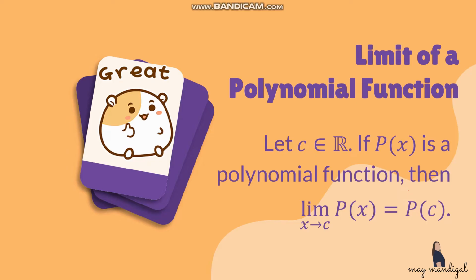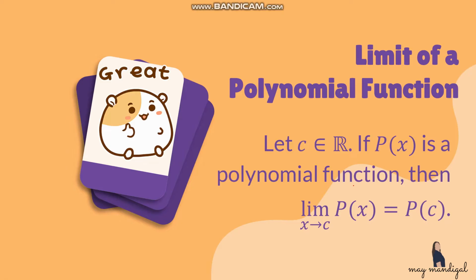Let's start with the limit of a polynomial function. For any real number c, if p of x is a polynomial function, then we can say that the limit of p of x as x approaches c is equal to p of c. Last time we discussed that the limit of p of x is not the same as p of c by definition, because the limit refers to the value that the function approaches as x approaches c, whereas p of c means we're getting the value of the function at this particular value.